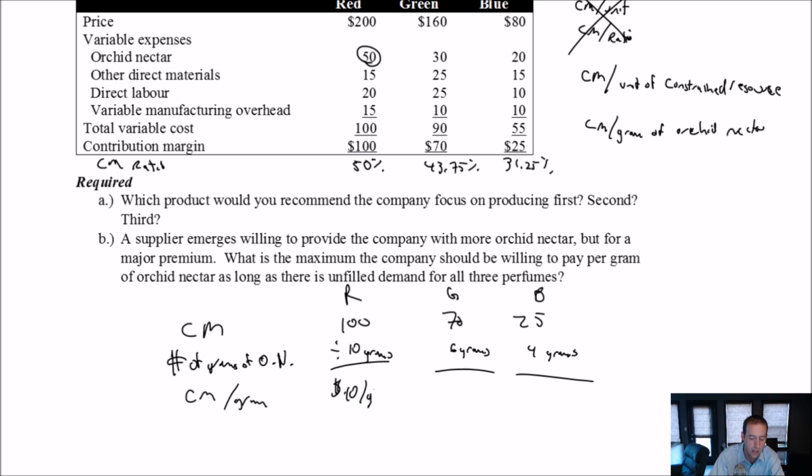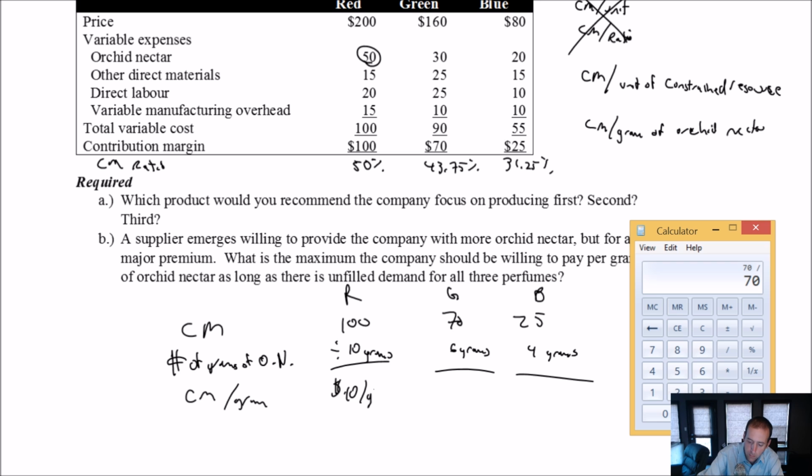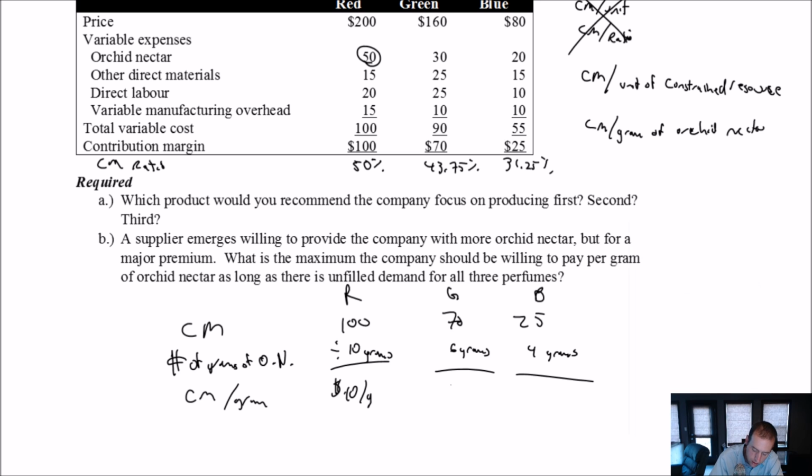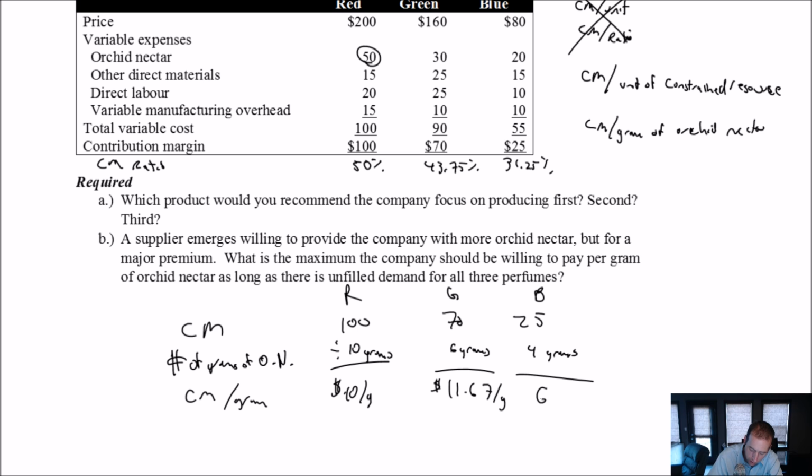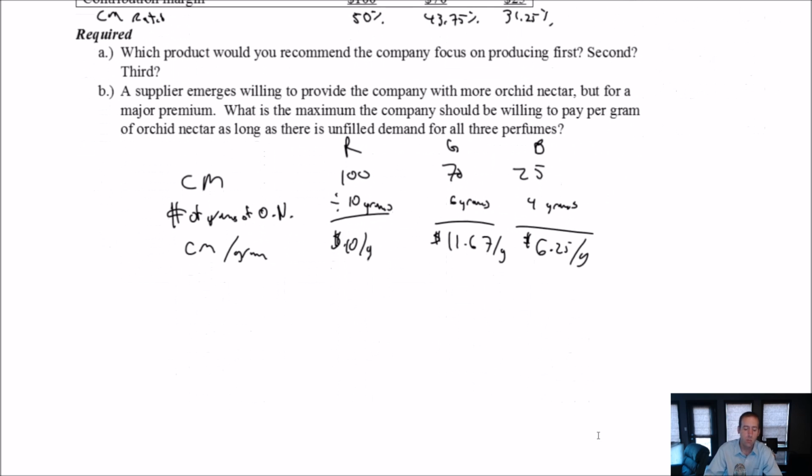Every gram of orchid nectar I put into red spits out $10 towards my bottom line. For green, 70 divided by 6, 11.67. So for every gram of orchid nectar I put in, I get $11.67 of profit spitting out. And 25 divided by 4, 6.25 per gram of blue. So which one uses my constrained resource the best? Green, absolutely the best. We just divide by the number of units of whatever our constrained resource is.